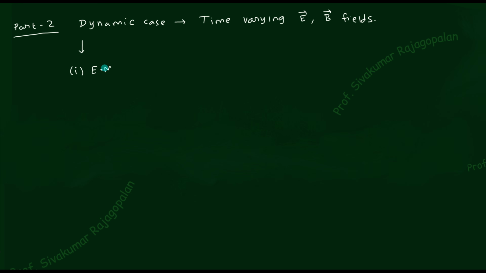I'll write down that this is the second part of our study. Once that part is over, you are ready to study the dynamic part, namely when you include the time derivatives. Once you finish the static case, we are ready to study the time varying electric and magnetic fields. Under this heading, the main topic is electromagnetic wave propagation.